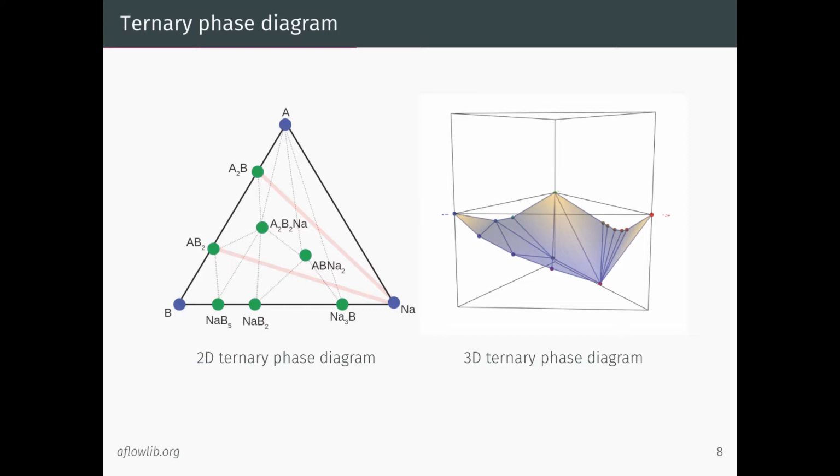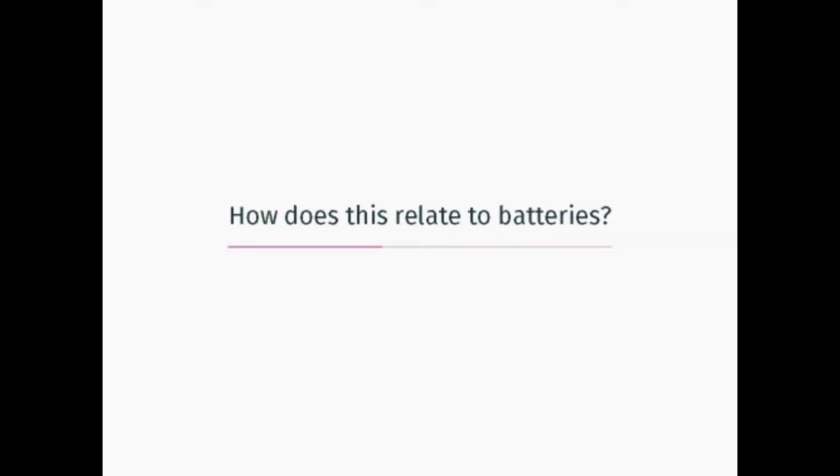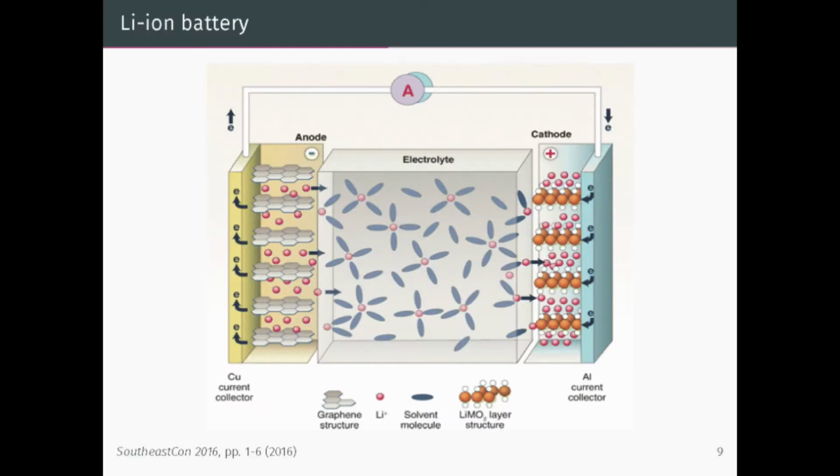So I haven't actually talked about batteries at all yet, which is supposed to be what this talk is about. So how does this actually relate to batteries? Well, the great thing about crystal structure prediction is that you're able to do crystal structure prediction for any type of material. So I've chosen batteries, but that's not a specific choice that I made. It's just what our research group does. But you can do this for really any sort of material that you want.